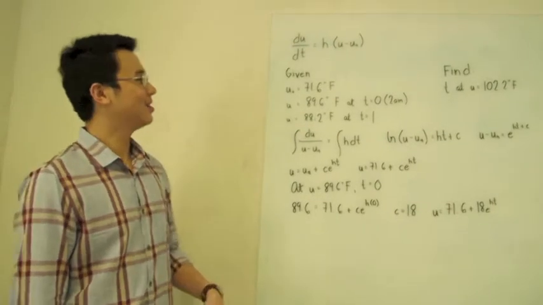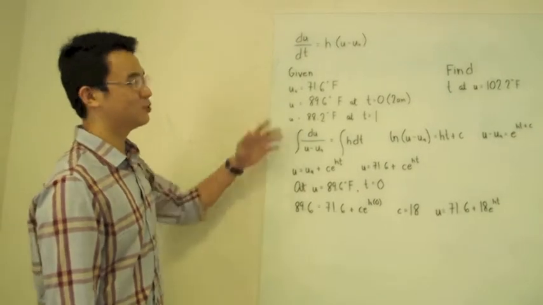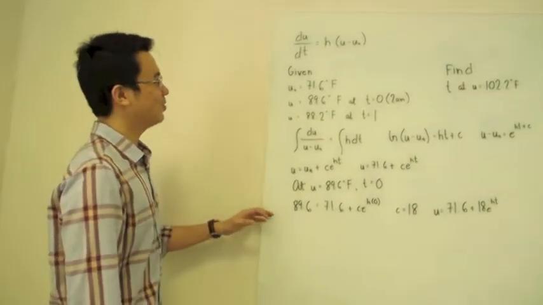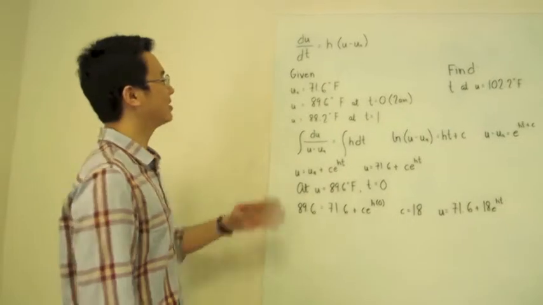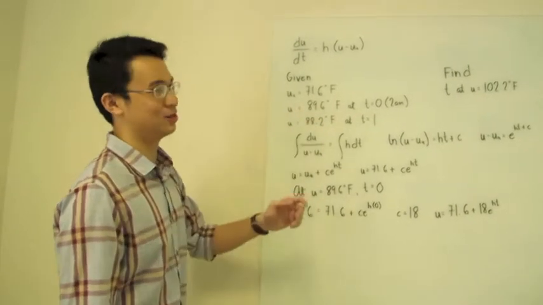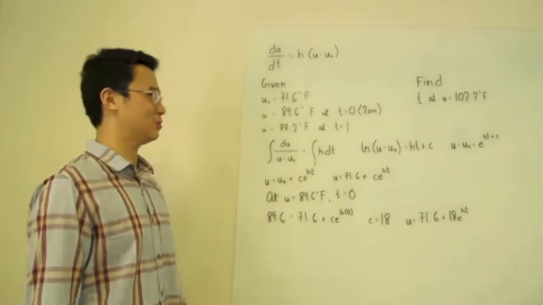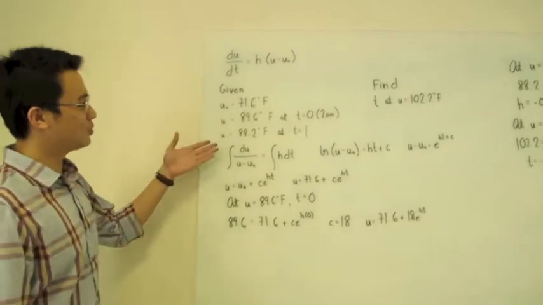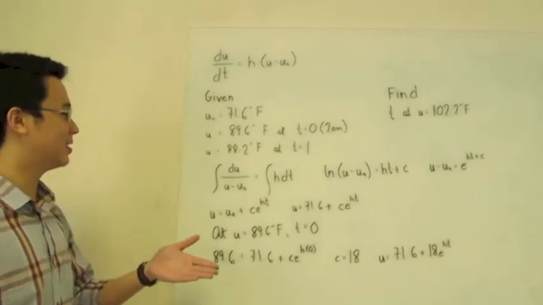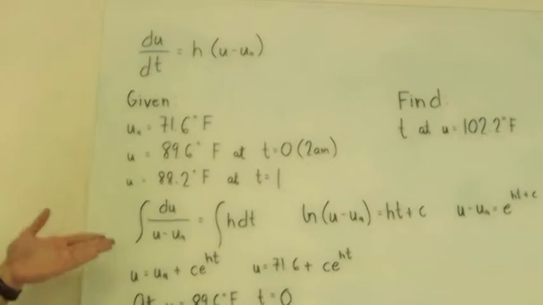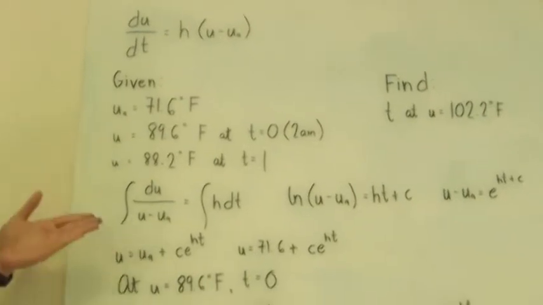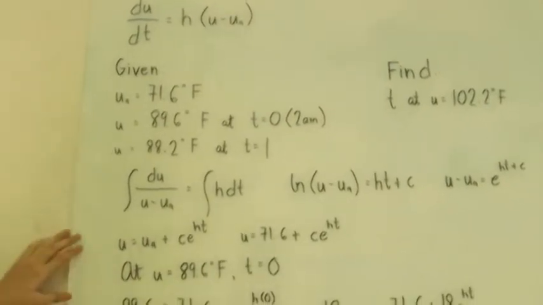So the mystery here can be solved using Newton's law of cooling. The formula for Newton's law of cooling is du over dt equals h times the quantity u minus u sub a. So I just wrote down here the facts that you sent me, and then we tried to solve this using Newton's law of cooling.